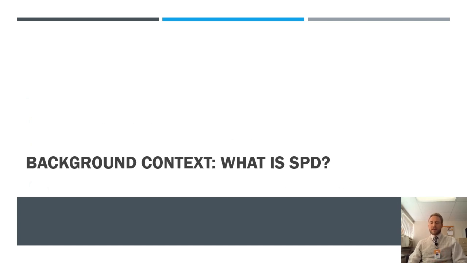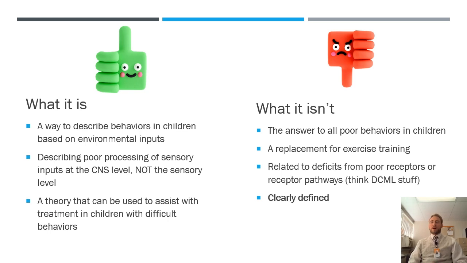So the question we have to answer in this first video is, what is sensory processing disorder? What's a sensory anomaly? Well, I want to highlight what it is and what it isn't. So it is a way to describe behaviors in children, and in one way we could expand it to anyone, based on the ability to process environmental inputs. Basically, how do we handle sensation and how does that affect us?